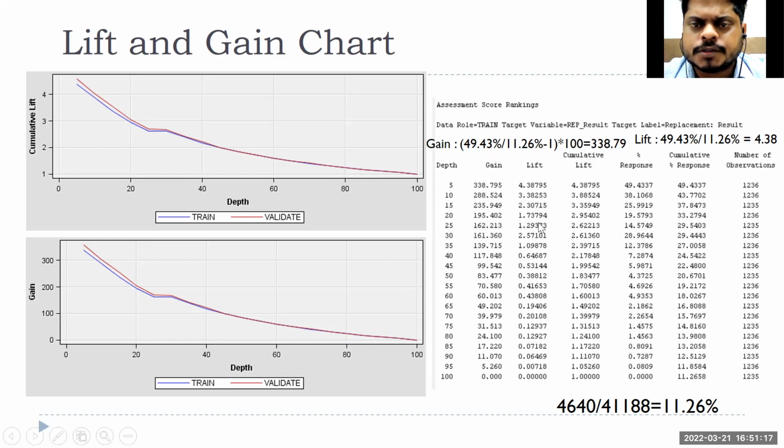So then why is it like this? I think these two values are a little bit off. Cumulative response is 33.27.